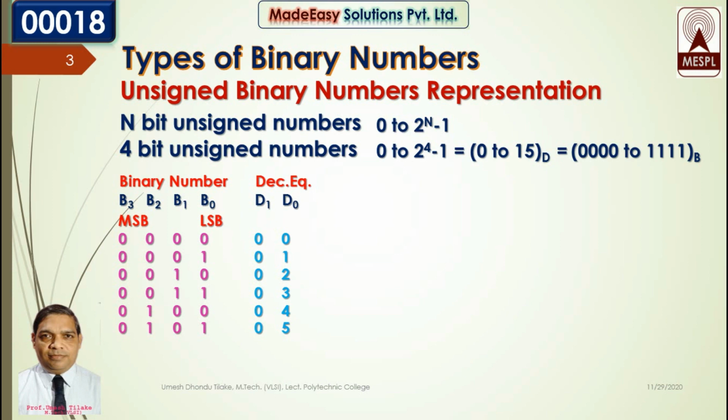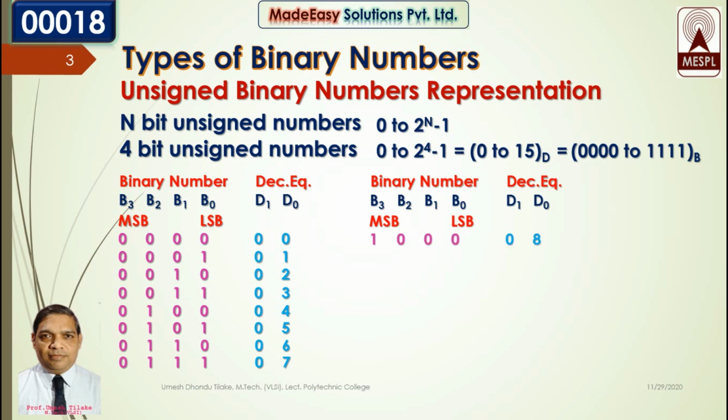So let's continue. Our next number is 0110 and it is 6 in decimal. Next is 0111 and it is 7 in decimal. The next number is 1000 and it is 8 in decimal. 1001 is 9 in decimal. 1010 is 10 in decimal.